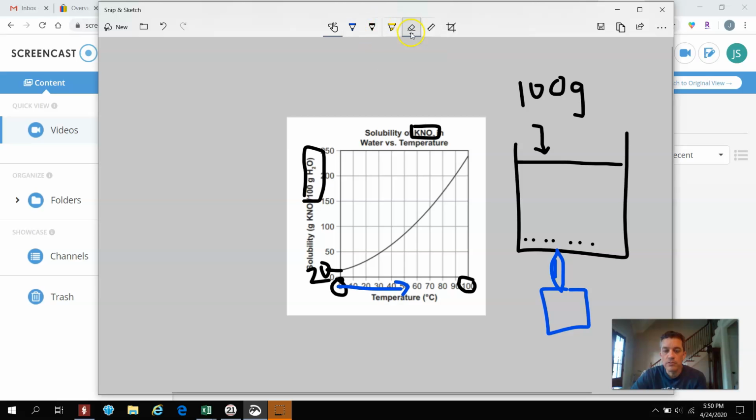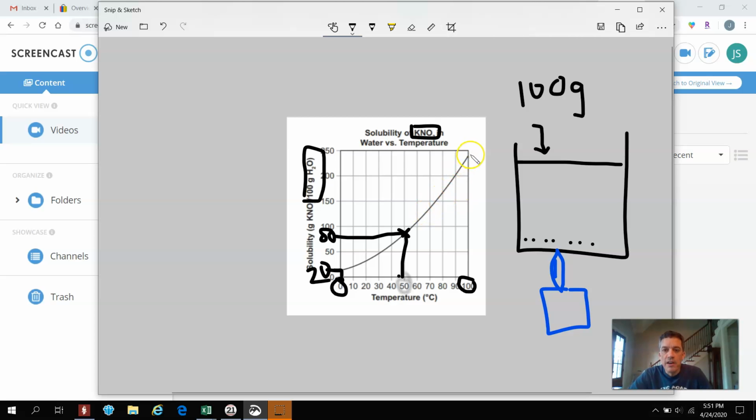They're not wanting to erase. That's fine, doesn't matter. But as we get up to, say, 50 degrees, now we're going to be able to dissolve up to about 80 grams. So we could have added almost 4 times as much as we could here at the very beginning. So everywhere that this line is, this is showing us the maximum amount of KNO3 that we could put in this amount of water.